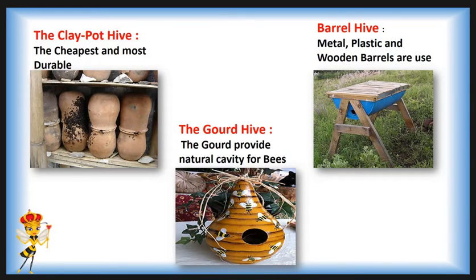Then the clay pot hive, the cheapest and most durable, made from soil. Then the barrel hive. The barrel hive is made from metal, plastic, or wood. Barrels are used for beekeeping. Then the gourd hive. The gourd provides a natural cavity for bees.